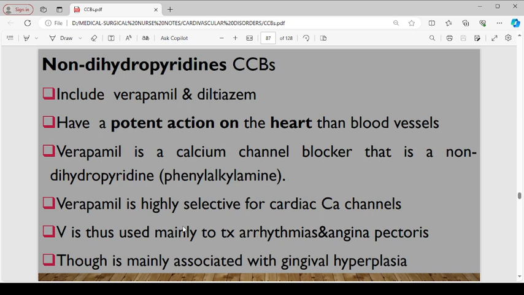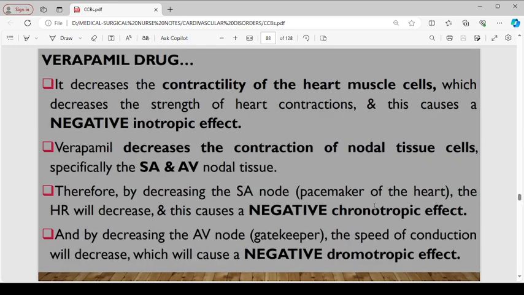Like the first drug, verapamil, this drug is highly selective for cardiac calcium channels, all right? Although it is associated with gingival hyperplasia. Verapamil normally decreases the contractility of the heart muscles. When this happens, it will decrease the strength of heart contractions, and therefore we say verapamil has a negative inotropic effect because of the reduced strength of heart contraction, right?